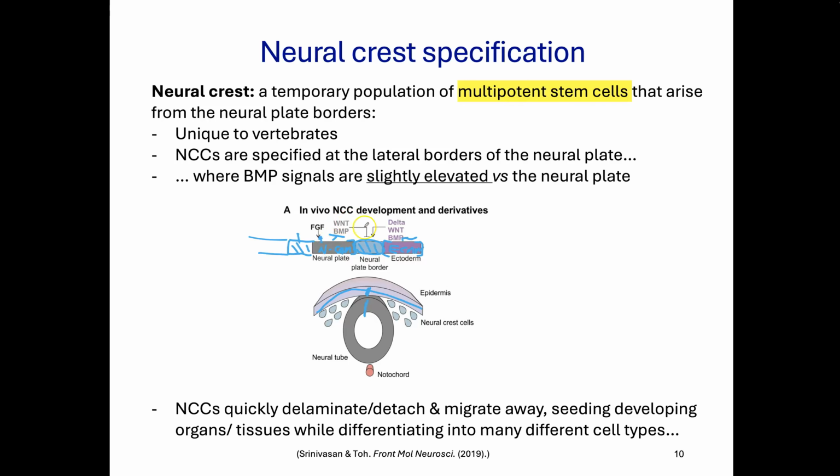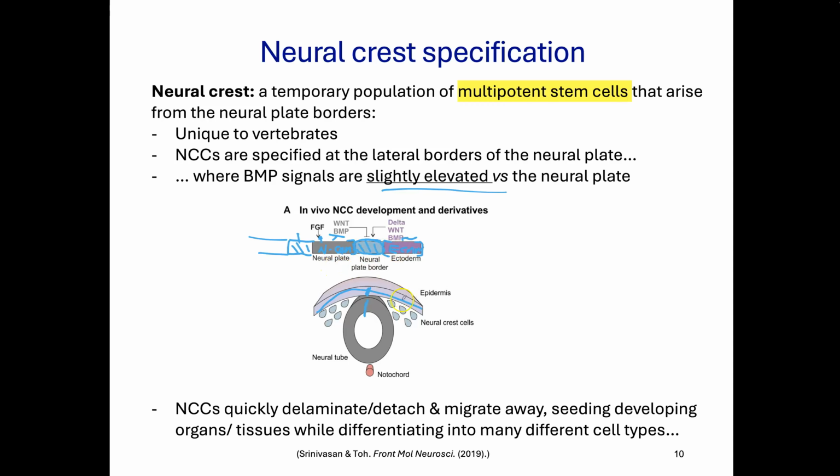So the cells next door, the neural cells, have had BMP repressed, and FGF is very active. And then the ectoderm, epidermal cells nearby have plenty of BMP signaling. And so what happens is these cells get a small amount of BMP signaling compared to the neural plate. So they're already predisposed to have different cell fates than either of these two tissues.